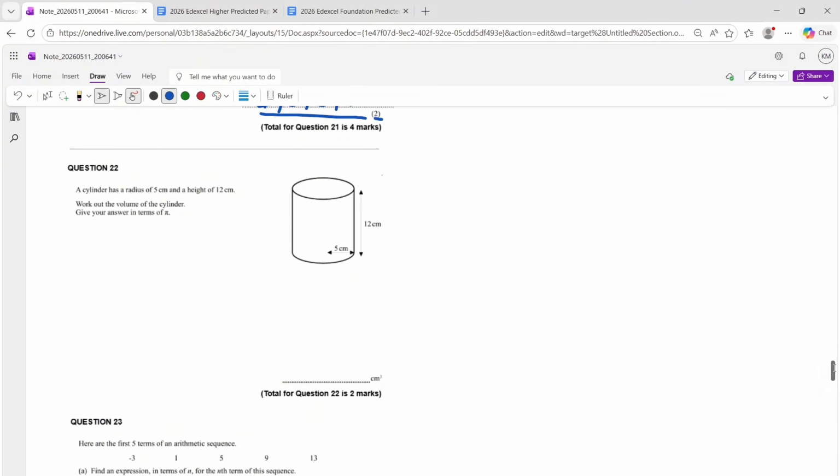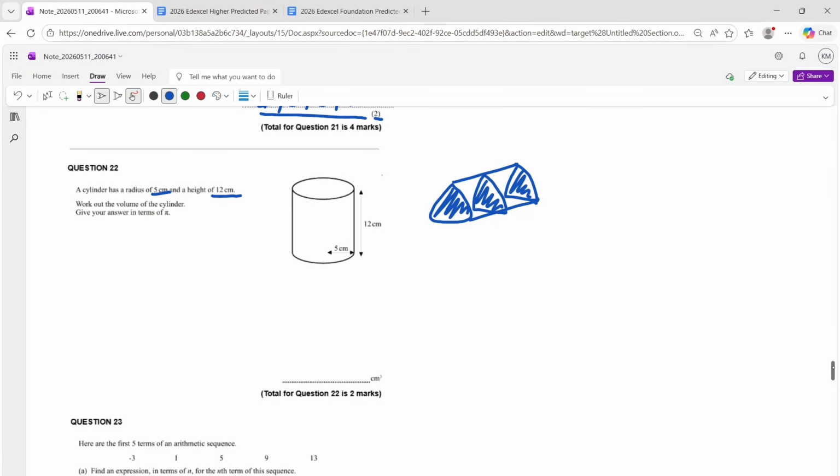Okay, question 22. I have a cylinder with a radius of 5 and a height of 12. Now they give you the formula on the front of the exam paper, not for a cylinder, but they give you a prism. So you think about it, a prism, they give you this. So that's a prism, which means it's the same shape all the way through. So look, if I was to cut this here, it would still be the same shape. And if I was to cut it here, it would still be the same shape.